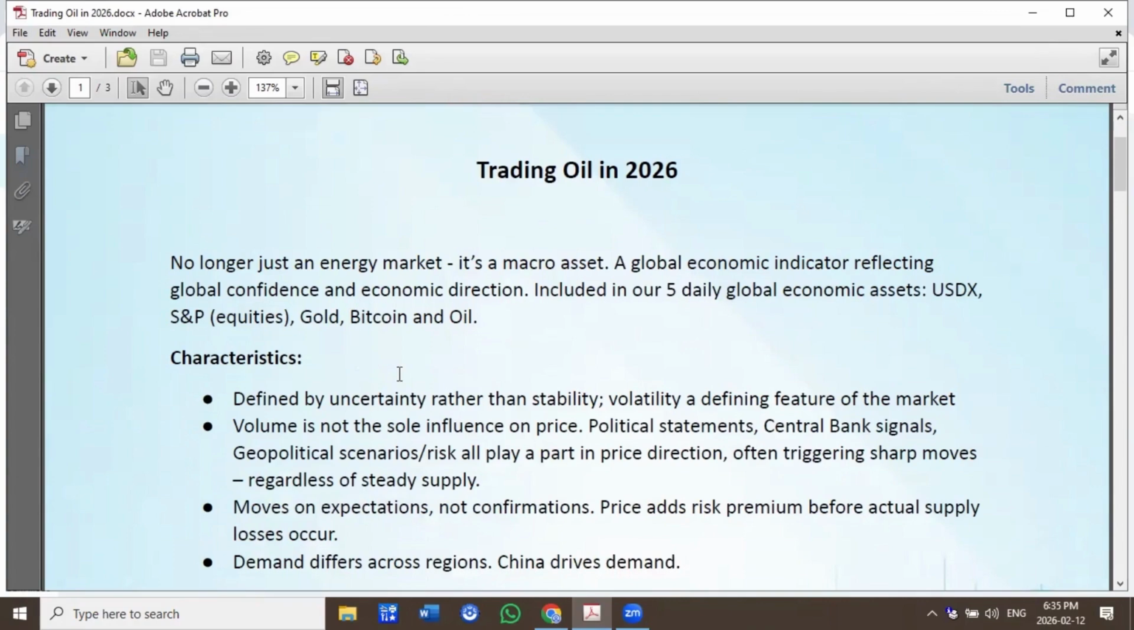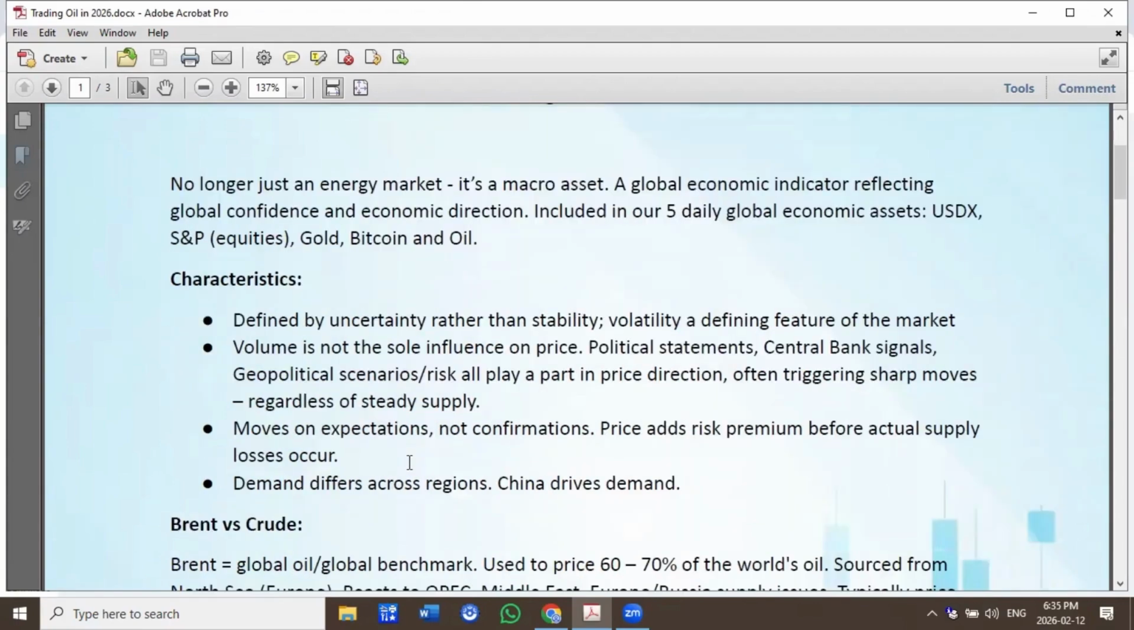And volatility is a defining feature of the oil market. One might think that being a commodity, the price is solely dependent on supply and demand. Not the case. It's political statements, central bank signals, and geopolitical scenarios and risk all play a part in the price direction. And it moves on expectations, just like we saw today, not necessarily on confirmation.